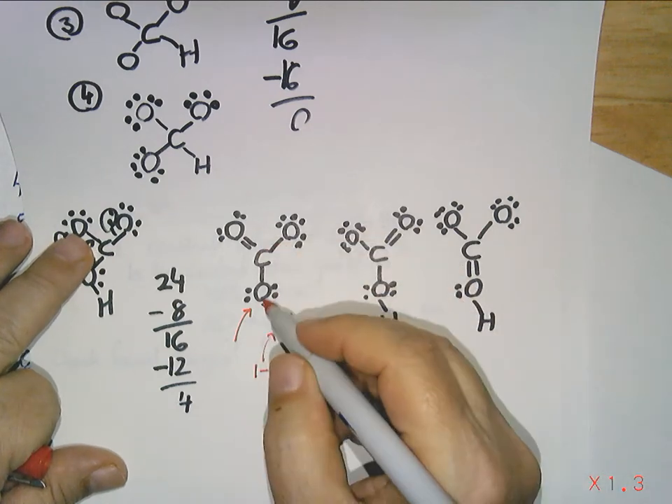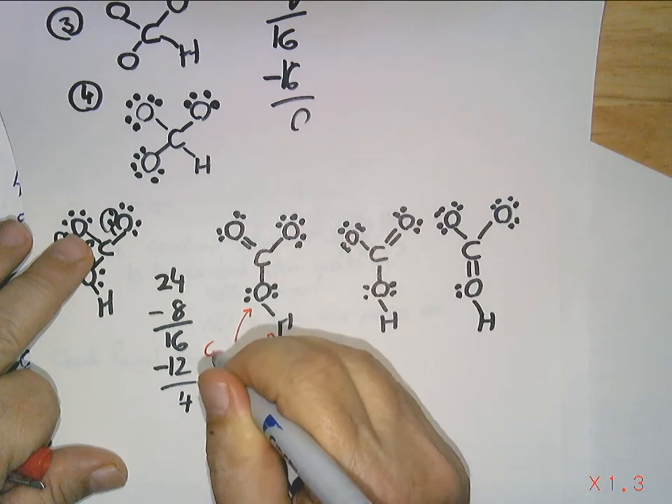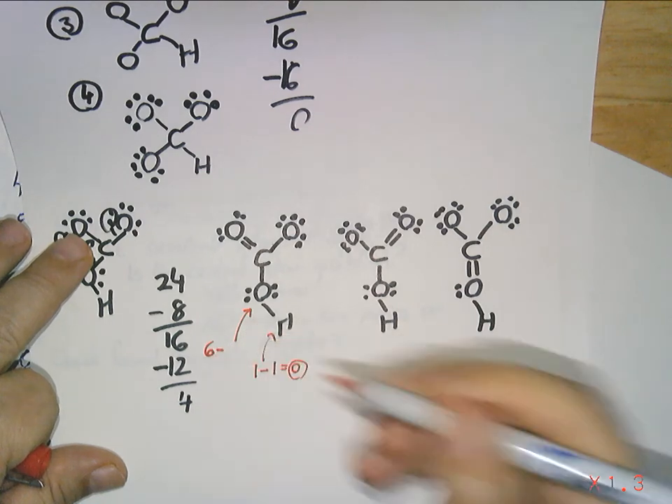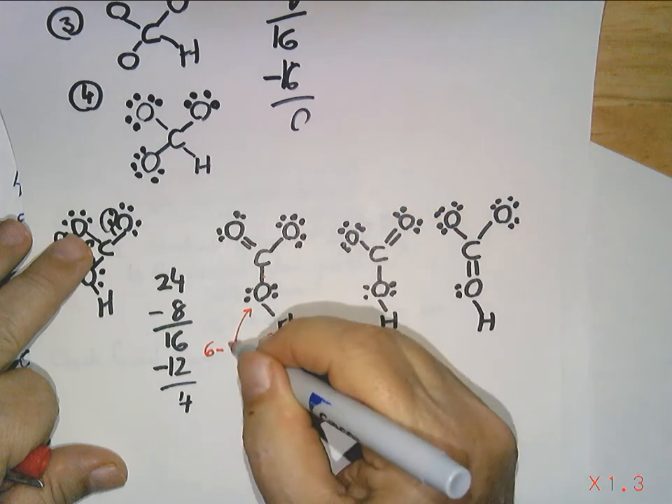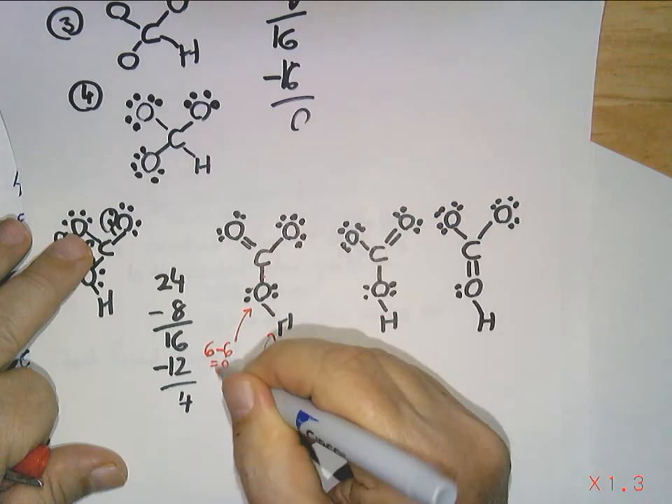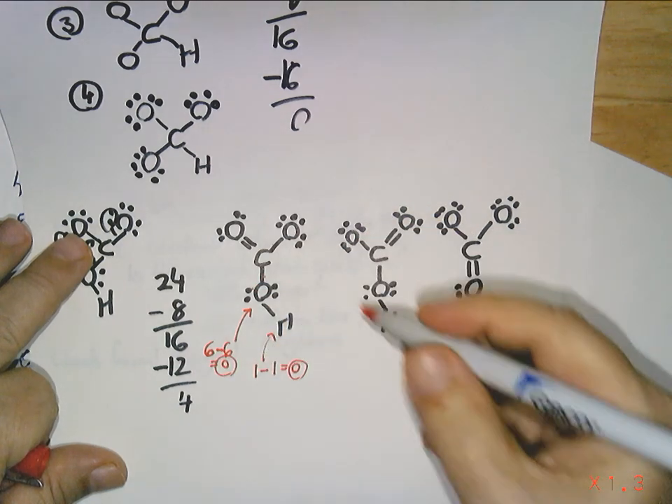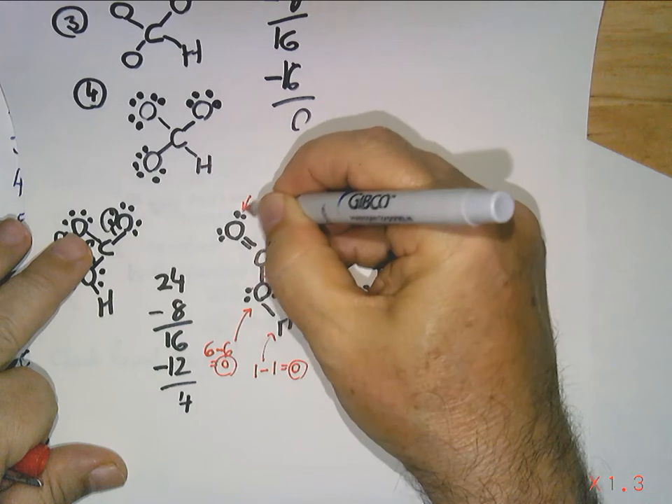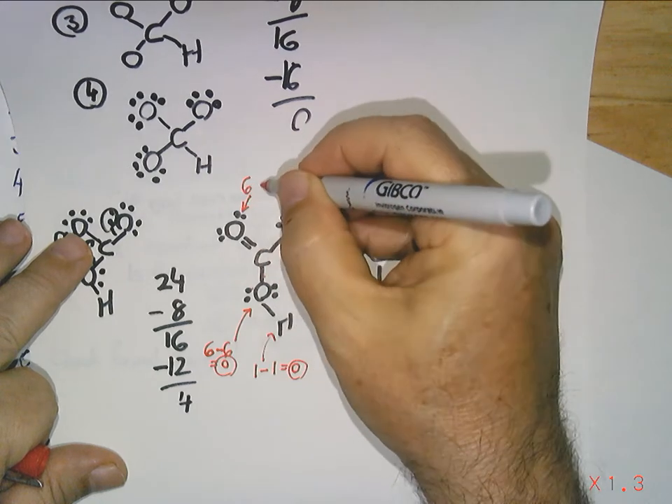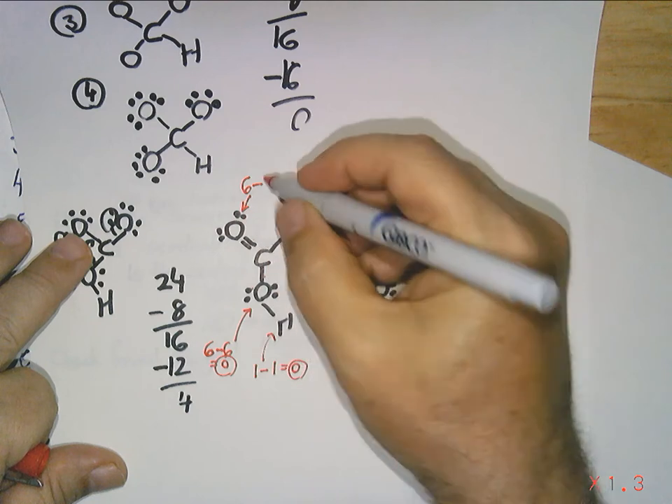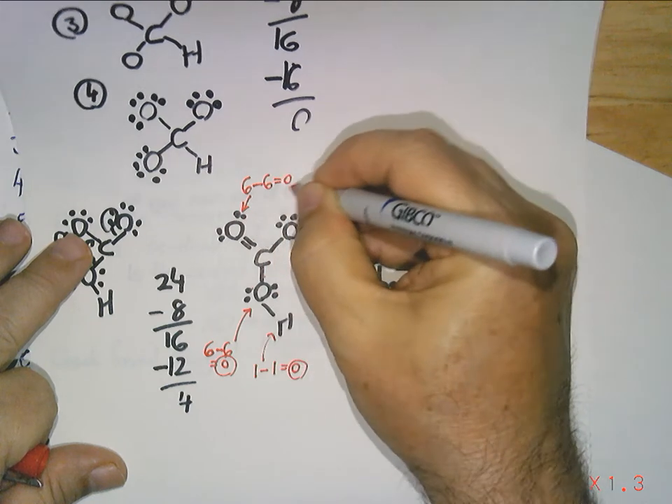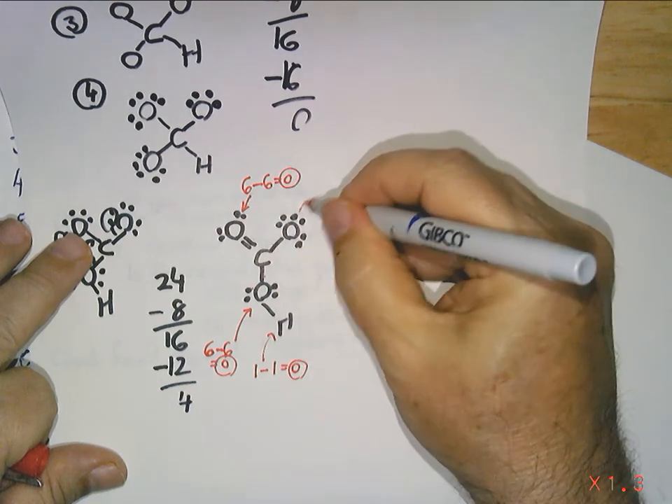If I do this one, it's going to be the number of valence electrons for the oxygen, 6, minus 1, 2, 3, 4, 5, 6, which is 0. So that's got a 0 formal charge there. How about this one? Oxygen is 6 valence electrons minus 1, 2, 3, 4, 5, 6 sticks and dots, which is 0. How about this oxygen?